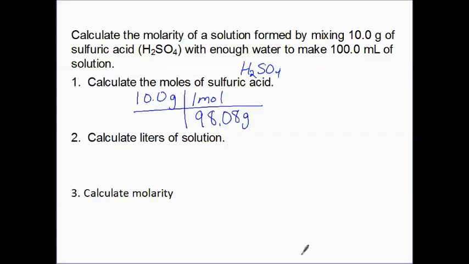So for our conversion, we're going to convert from grams to moles of sulfuric acid. We calculated the molar mass of sulfuric acid from the periodic table. Moles will continue to be used for the rest of the year, so it's an important thing to know. We're going to plug this into our calculator. You should get 0.102 moles of sulfuric acid right here.